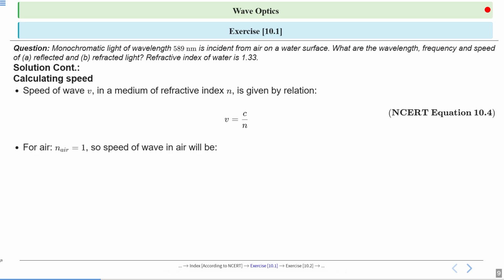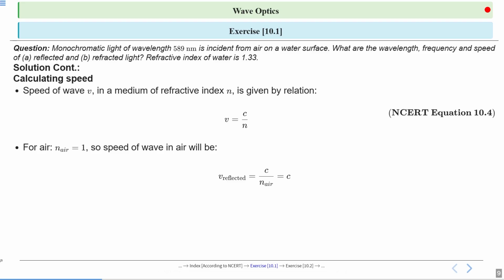So let's apply this formula to air. Since the refractive index of air is approximately 1, the speed of light in air remains the same as in vacuum. Using the formula, we find that the speed of reflected light in air is simply c, the speed of light in vacuum, because the refractive index of air is 1. Reflected light is also in air, so the velocity of reflected light will be c upon n air. So n air is 1, and the speed of reflected light is equal to c.